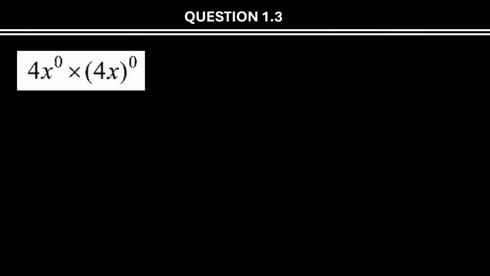Okay, 1.3. Now, in this case, you have to distinguish between this, where we've got 4x to the power of 0, and here we have 4x all to the power of 0, where this is only the x, the base of x, that is to the power of 0, and here the entire thing is to the power of 0. So in this case, this 4 stays 4, and then you'll just replace x to the power of 0 with 1, and then times by now all of this inside the bracket. The 0 applies to all of them, so that entire thing becomes 1. So we have 4 times 1 times 1, which is just 4.